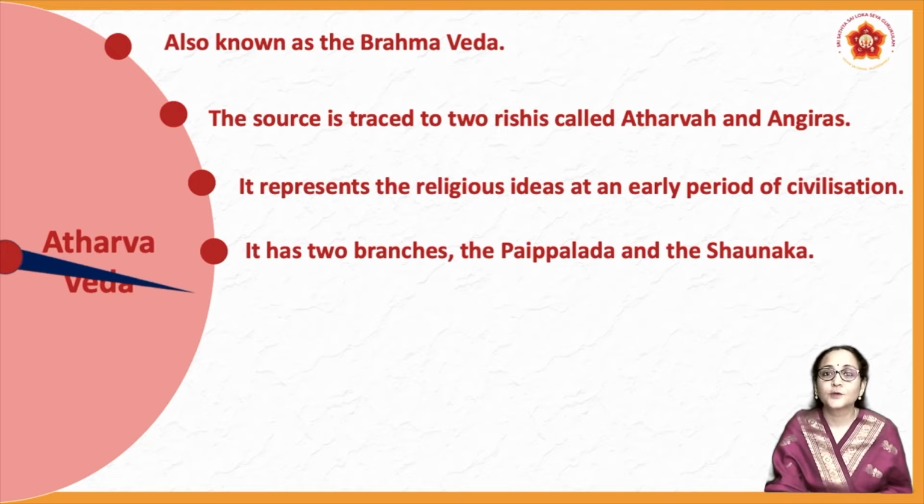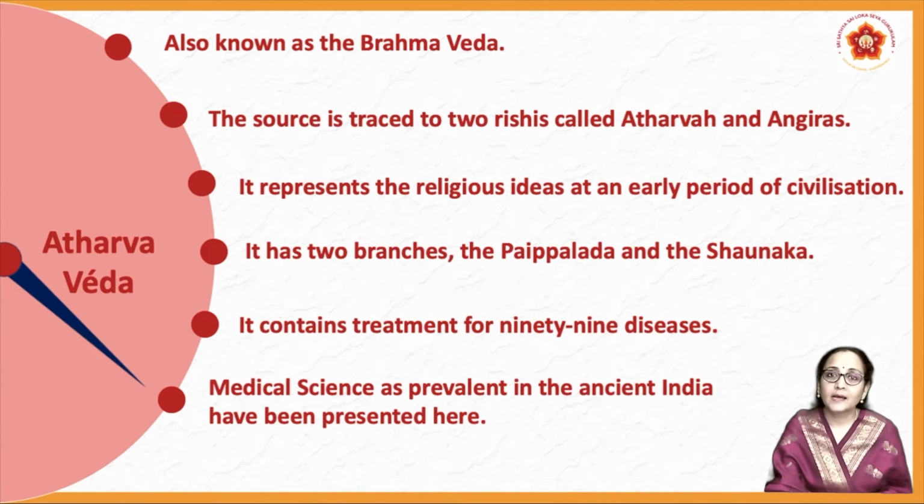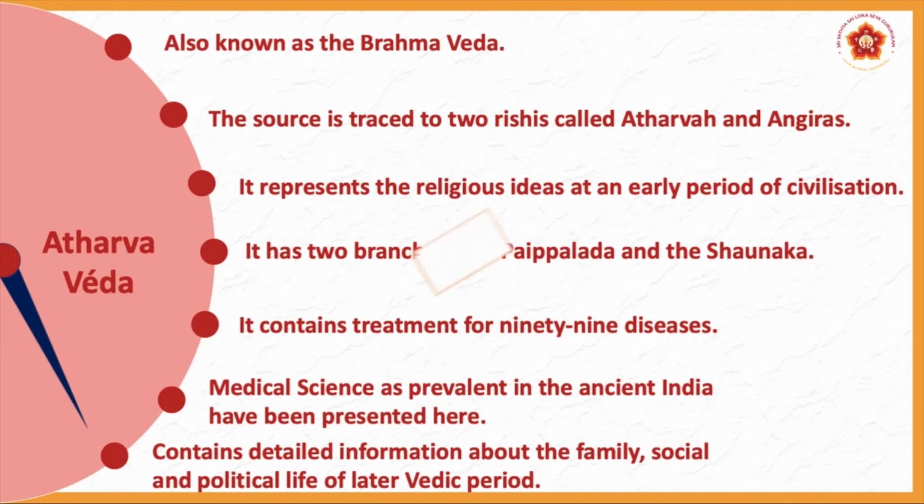It has cures for 99 diseases. The medical science as prevalent at that point in time in ancient India has been very well documented in this Atharva Veda. This Atharva Veda contains detailed information about the family, social, political life during the later Vedic era, because Atharva Veda comes under the later Vedic period, unlike the Yajur Veda or the Rig Veda.